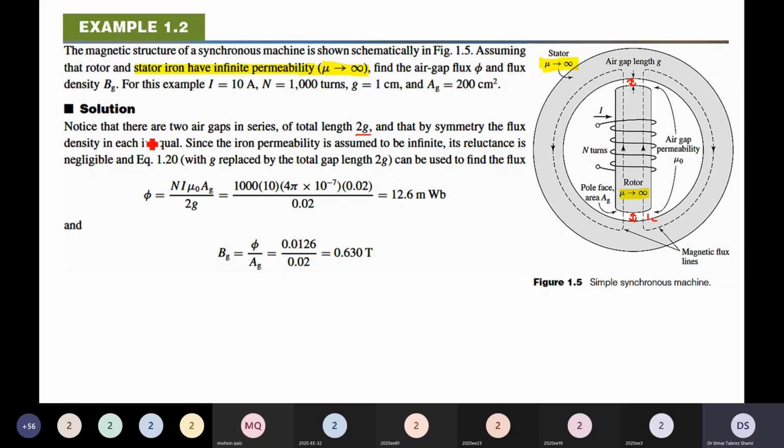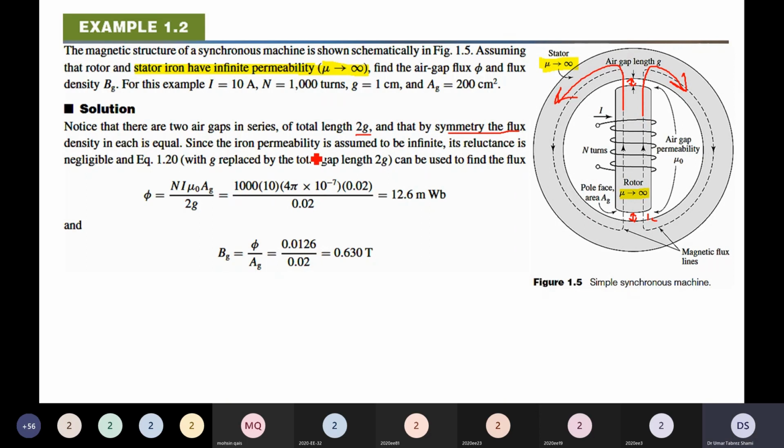and that the symmetry of the flux density is equal. What is meant by symmetry of flux equal? When flux passes through the rotor, then 50% of the flux should flow on one side and 50% of the flux should flow on the other side. That is the meaning of symmetry of the flux.